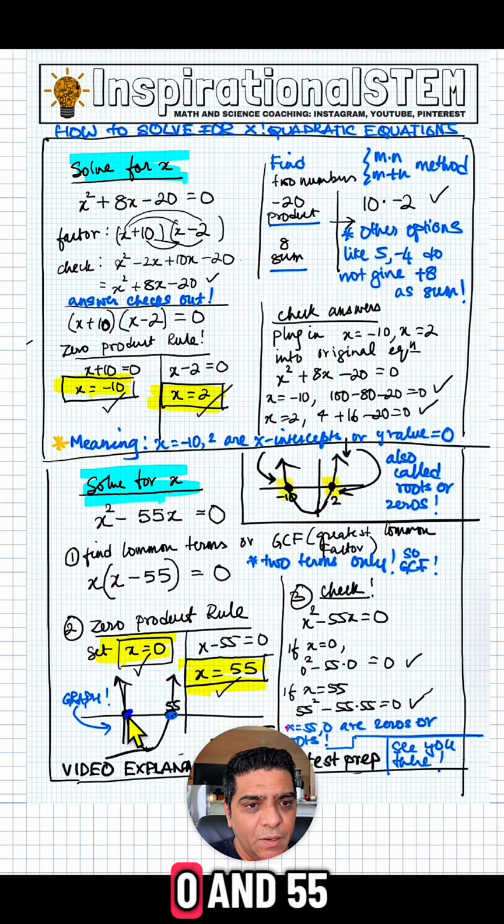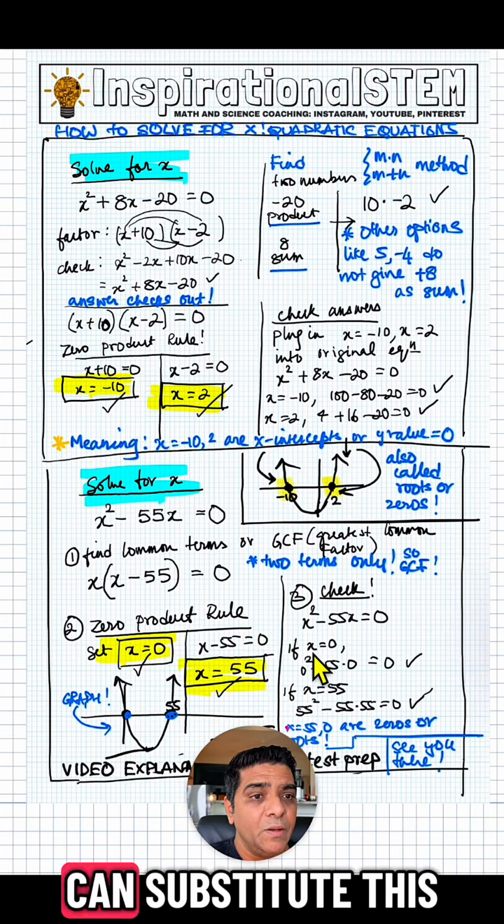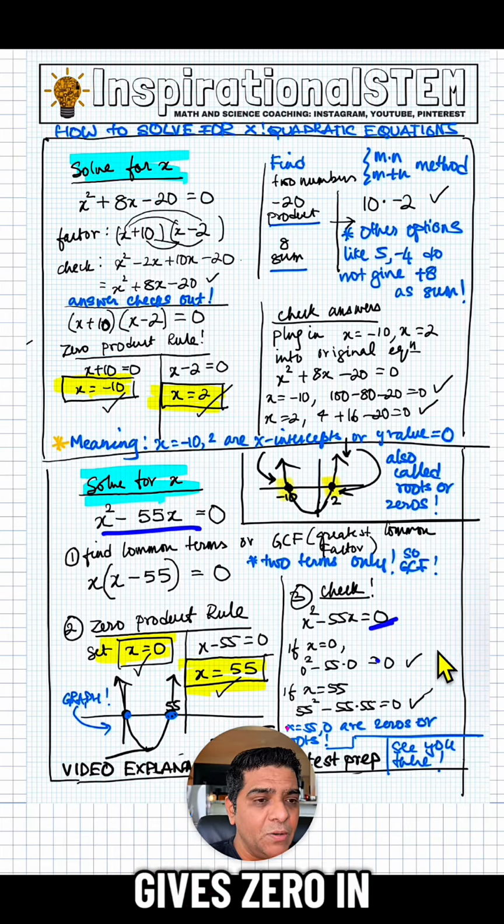So again, 0 and 55, these are the x-intercepts where the y value is 0. Okay, and you can also check it. You can substitute these into your quadratic equation and see it checks out, gives 0 in both cases.